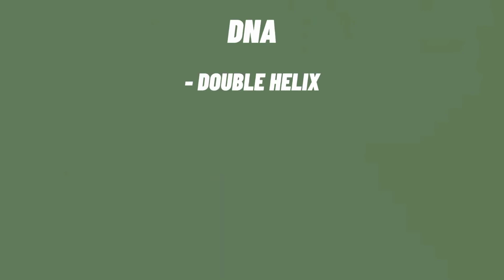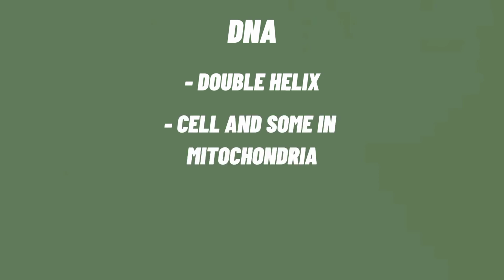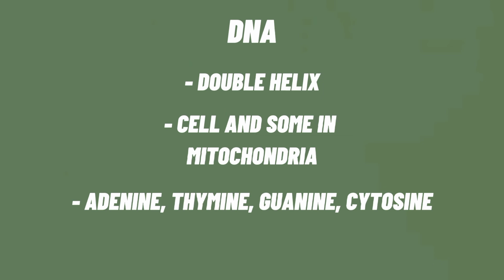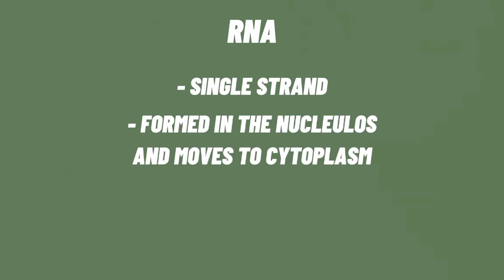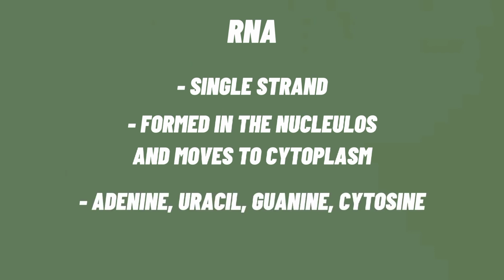DNA is a double helix strand which can be found in the nucleus and some in mitochondria. It has bases adenine, thymine, guanine, and cytosine, while RNA is only a single strand. It forms in the nucleolus and then moves to the cytoplasm. It has bases adenine, uracil, guanine, and cytosine. Yes, the thymine in DNA is replaced by uracil since we are talking about RNA.